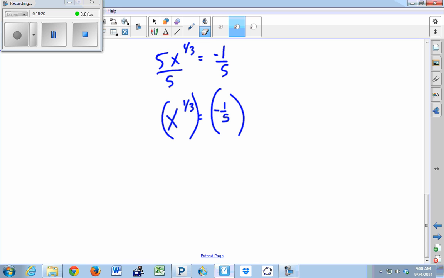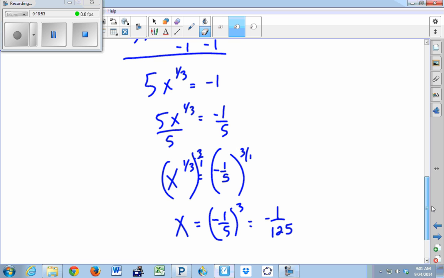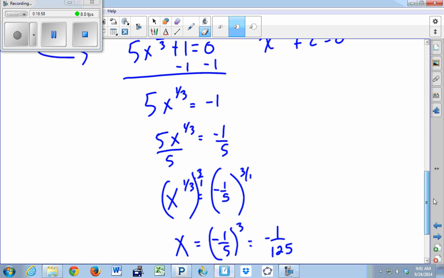The reciprocal, right. 1/3 times 3 is always going to give you 1 when you multiply it. So we get x to the first equals -1/5 to the third power, which is -1 over 125. So that's one of your solutions, -1 over 125. So it's just applying what we did the other day to each of the factors because they're both rational exponents. Okay, so let's take a look at this.